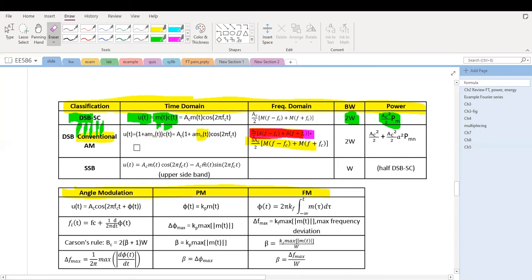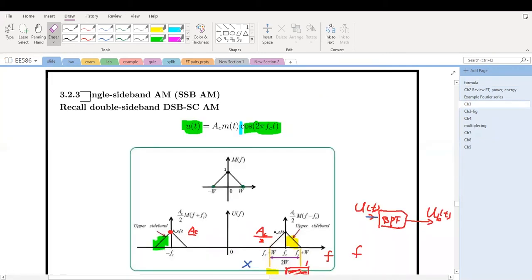message bandwidth. And next, we want to look at the single sideband because we want to reduce the bandwidth of the modulated signal such that we can transmit more users given the total bandwidth of the channel. To understand the single sideband AM signals, we need to review the double sideband suppressed carrier AM signal. So this is a DSB-SC signal. u(t) equals A m(t) cos, that's the message multiplied by the carrier.